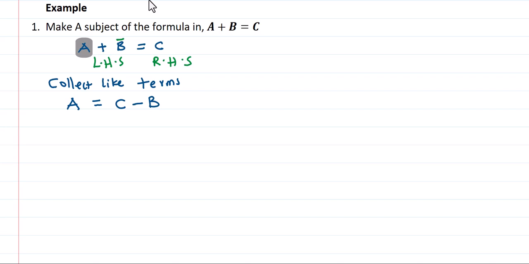Another approach to this: A plus B is equal to C. Now remember, we want to make A stand alone. That's our focus. But on the left-hand side, we have B, and A is connected to B by addition. When we have addition, we want to look out for what? Subtraction. So what do we simply do? We subtract whatever value we are subtracting from both sides.